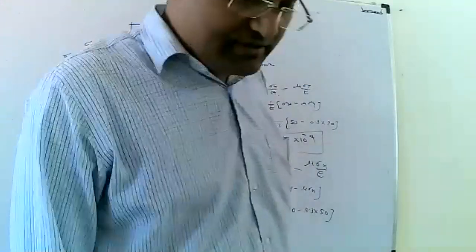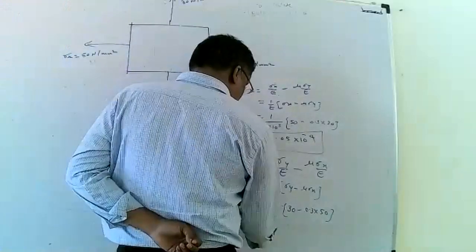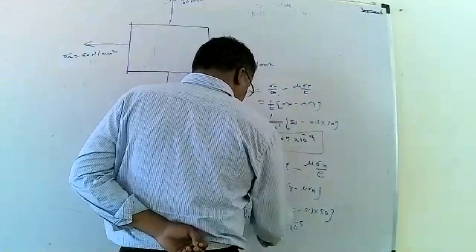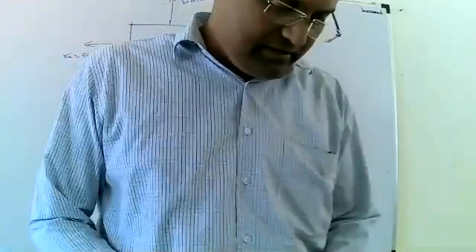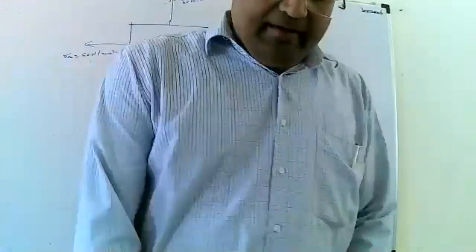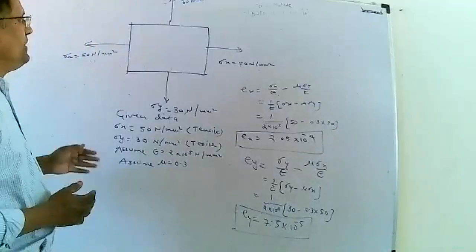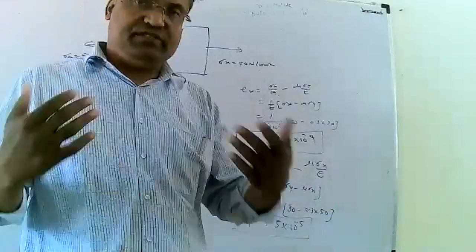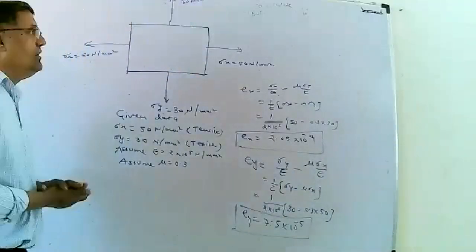You just do the simplification. After simplification, we find out 7.5 into 10 raised to minus 5. Very simple way to calculate the values of strain induced along x direction and y direction.